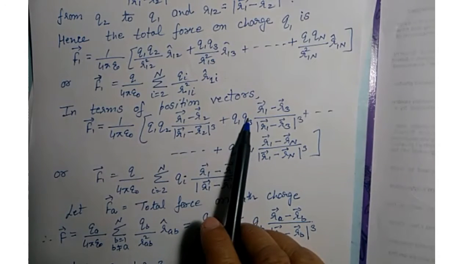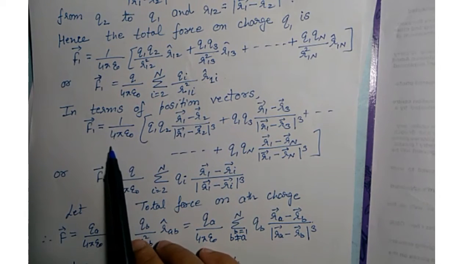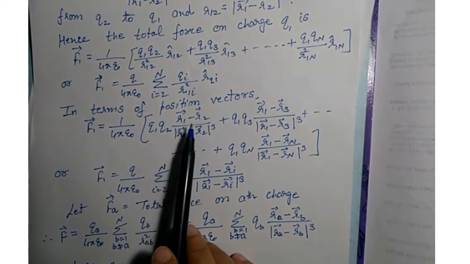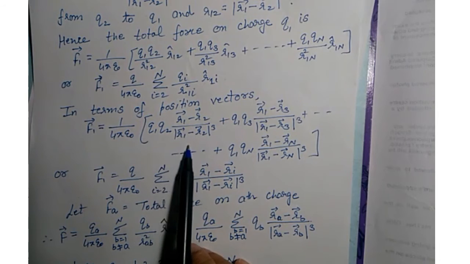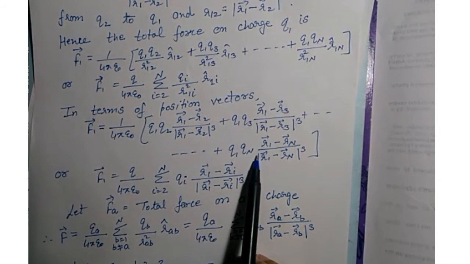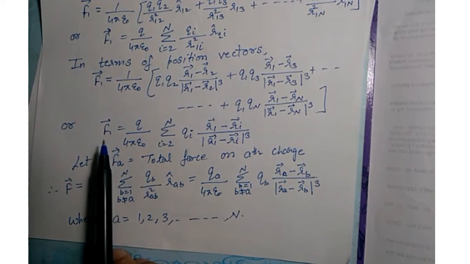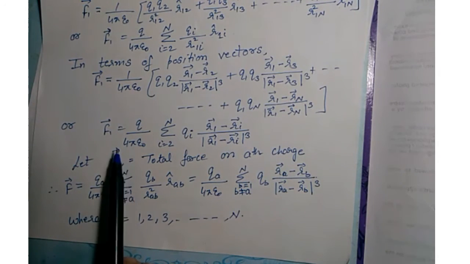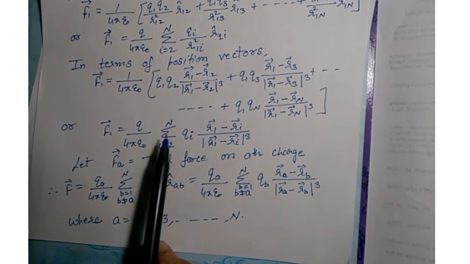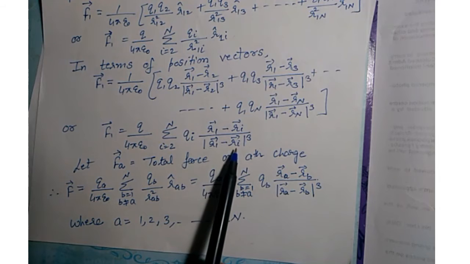In terms of position vectors, again we can write it as F1 is equal to 1 upon 4 pi epsilon naught Q1 Q2 times vector R1 minus vector R2 divided by modulus of R1 minus R2 cubed, and so on till the force by charge n. And writing in summation form, F1 vector is Q1 upon 4 pi epsilon naught summation i equals 2 to n Qi times R1 minus Ri divided by modulus of R1 minus Ri cubed.